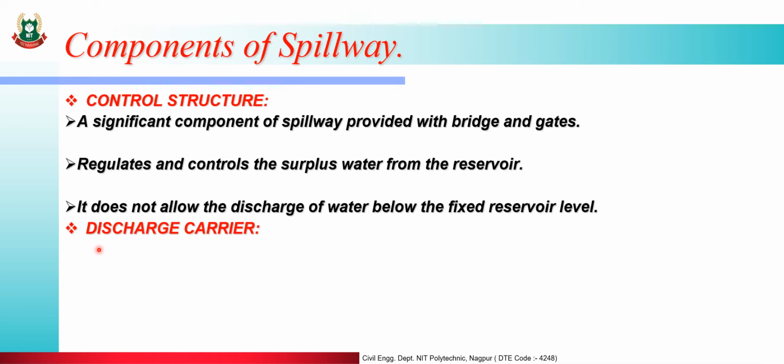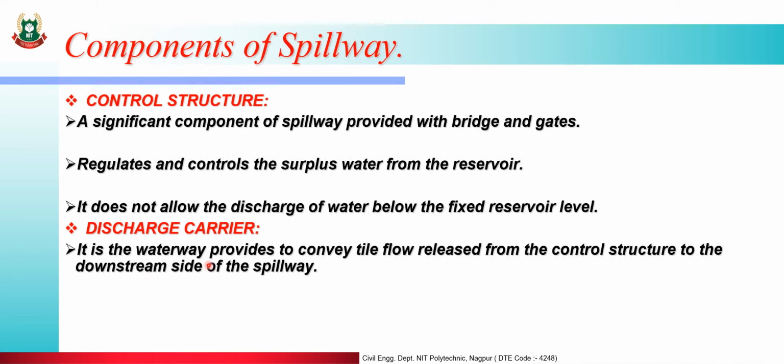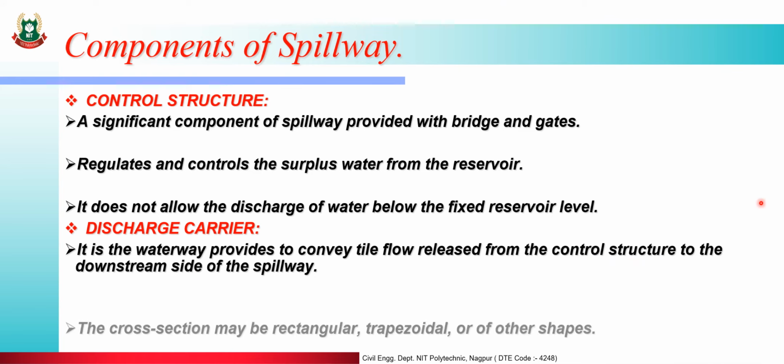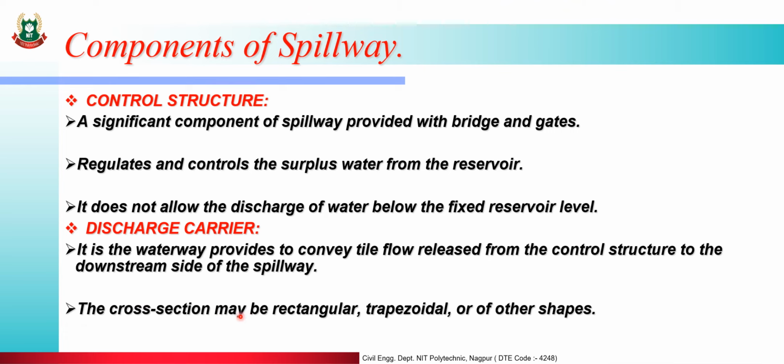Then the third one is the discharge carrier. It is the waterway provided to convey the flow released from the control structure to the downstream side of the spillway. The cross section may be rectangular, trapezoidal, or of other shapes. The waterway may be broad or narrow, long or short.